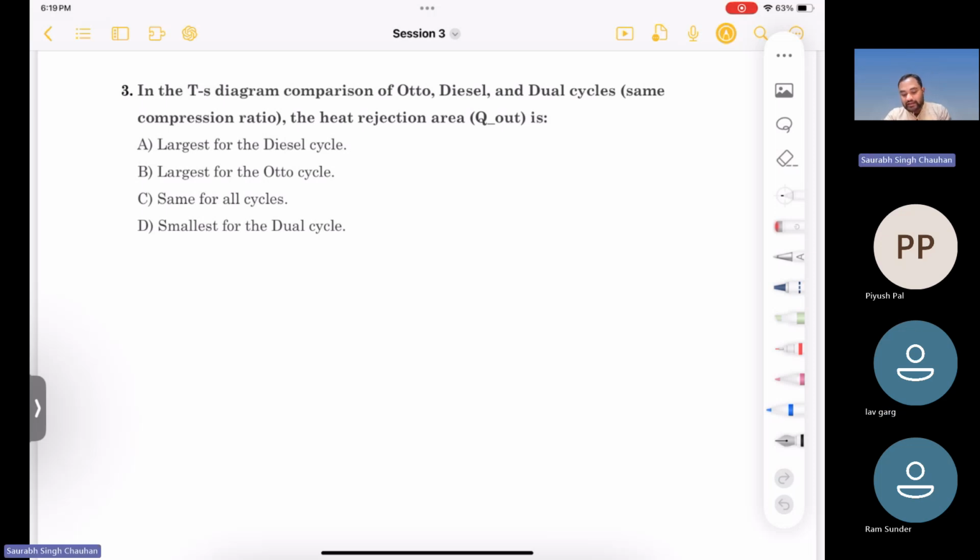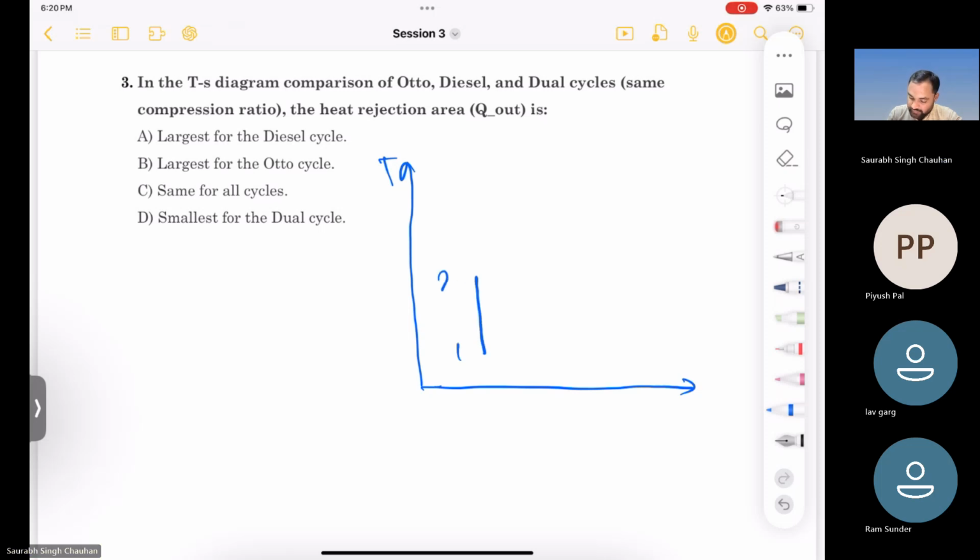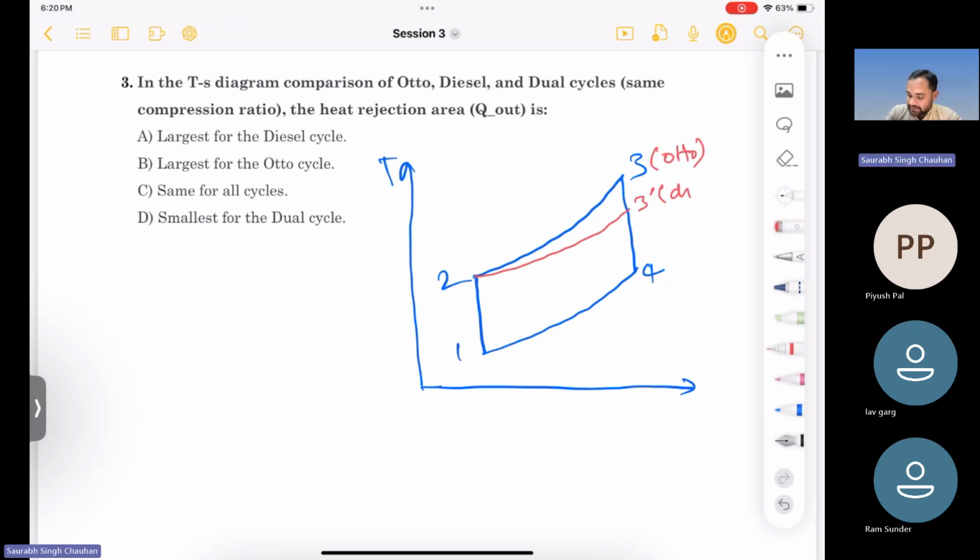Question number 3 says, in the TS diagram comparison of Otto, diesel and dual cycle with the same compression ratio, the heat rejection area Q out is... We have already discussed this, right? The TS diagram, we can make it again. 1 to 2, 2 to 3, this is for Otto, this is for diesel. I'm not making it for dual, you can make it, otherwise this will look very messy.